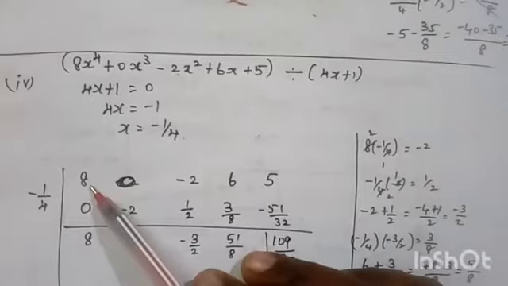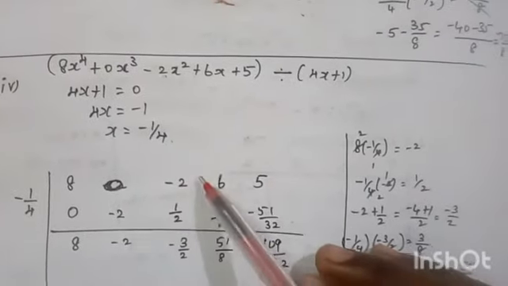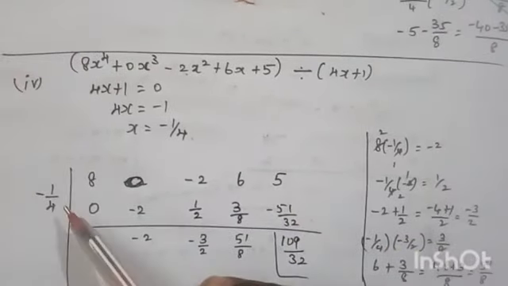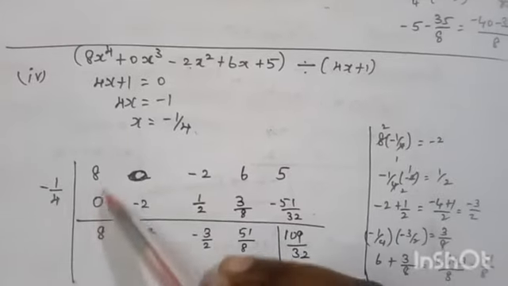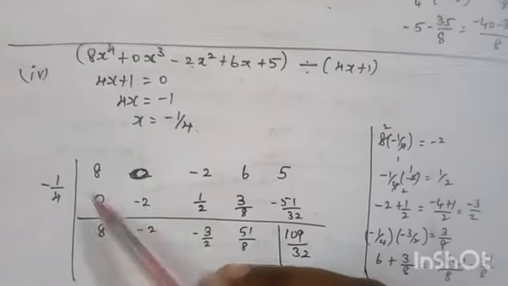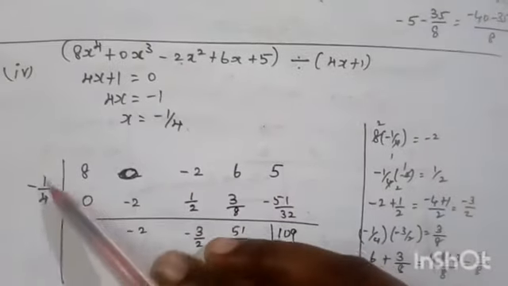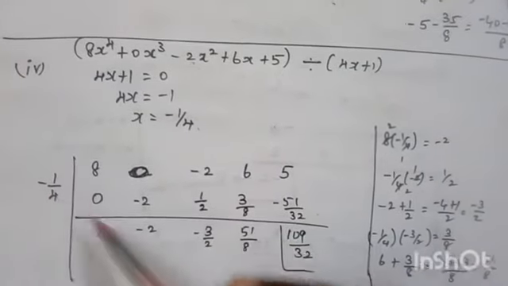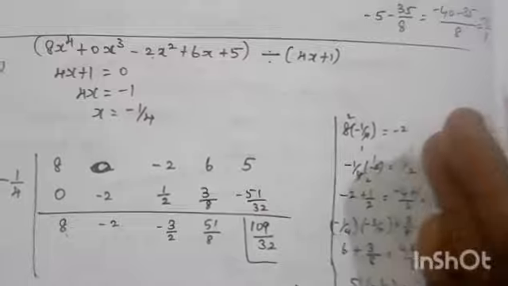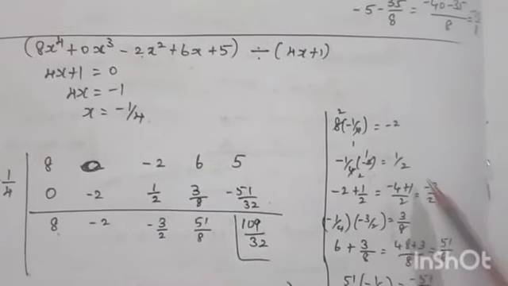You write the coefficients 8, 0, minus 2, 6, 5. Outside you write minus 1 by 4. Same rules: first place you write 0. 8 plus 0 is 8. Now the divisor is a fractional number, so you have to make a separate calculation. It is easy for us.